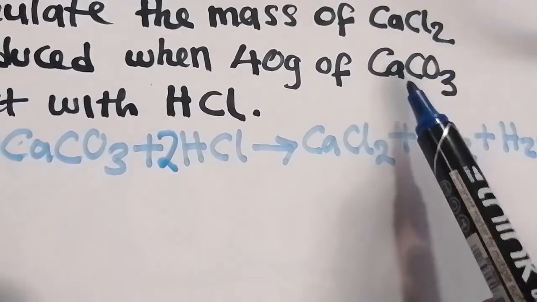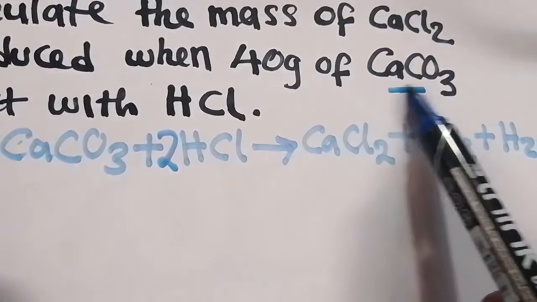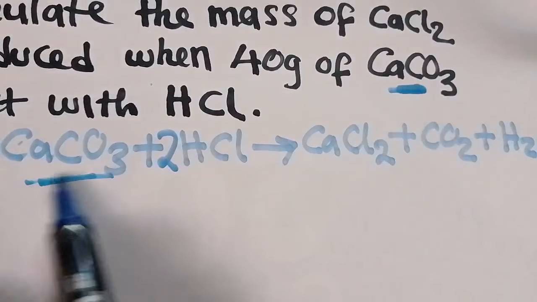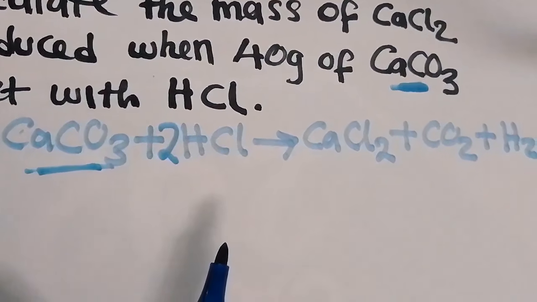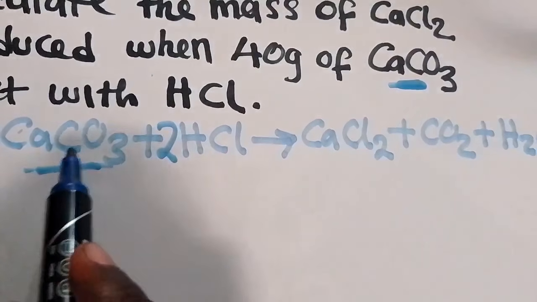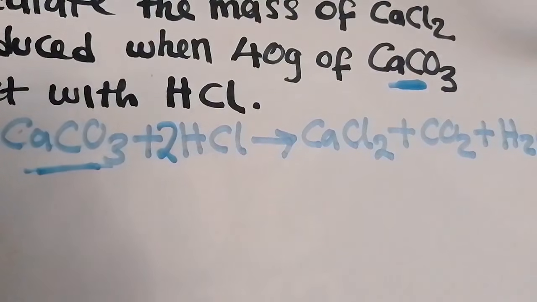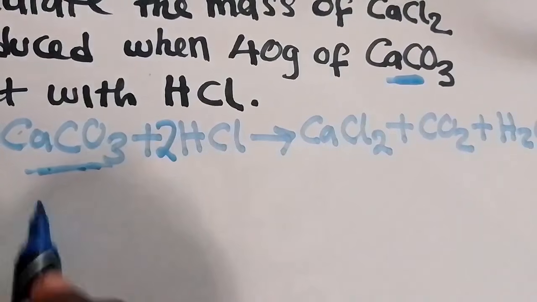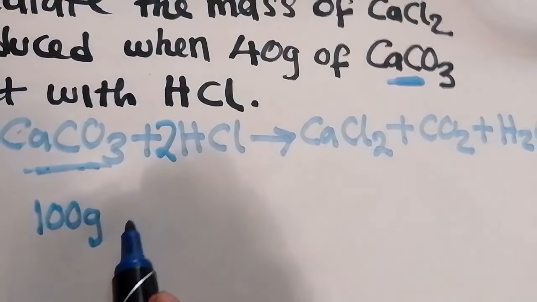What are we given? The mass of calcium carbonate. So mass to mass, you calculate the relative molecular mass of that one. Do you remember? You start with 3 times 16, 1 times 12, then we've got 40 for calcium. So you get your calculator: 40 plus 12 plus 3 times 16, what are we getting? It is 100. So 100 grams, for calcium carbonate.